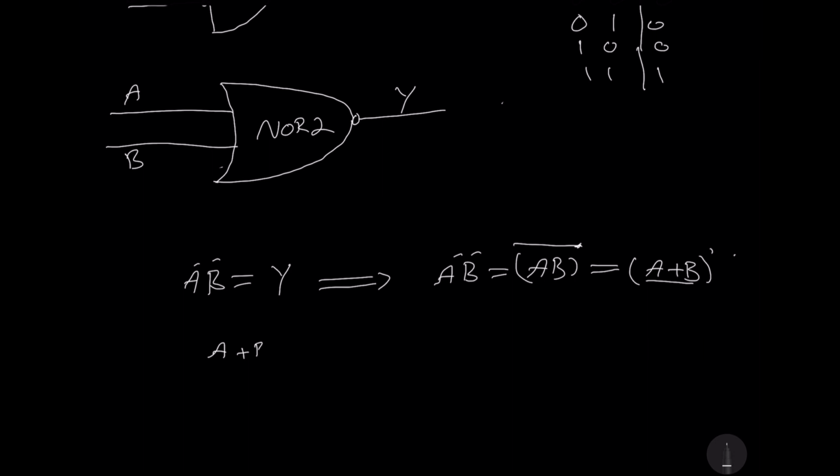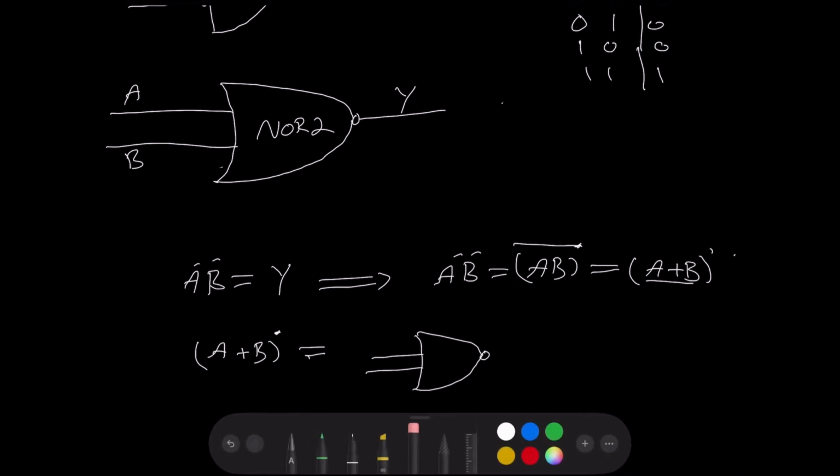A or B, not. So that means it is a NOR gate because the whole parentheses has an inverted sign. So A or B are inverted, and we have a NOR gate of A and also B. So there we go, A or B. Let's redraw this.